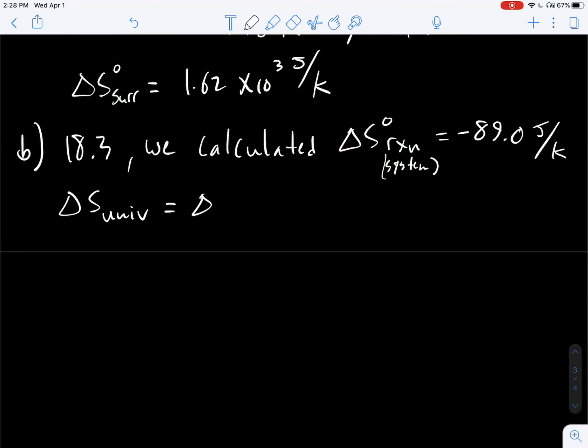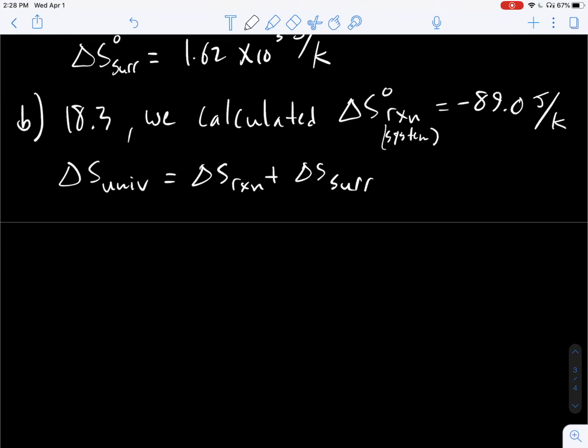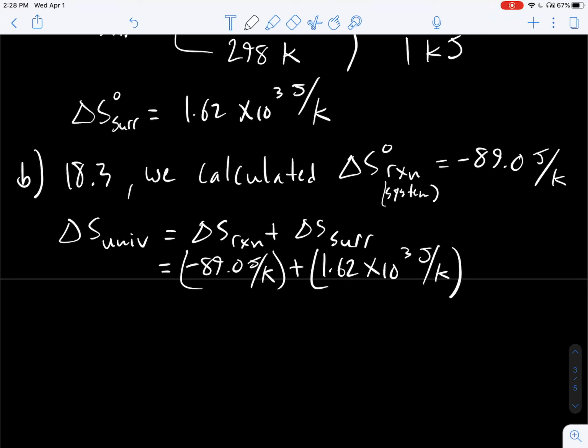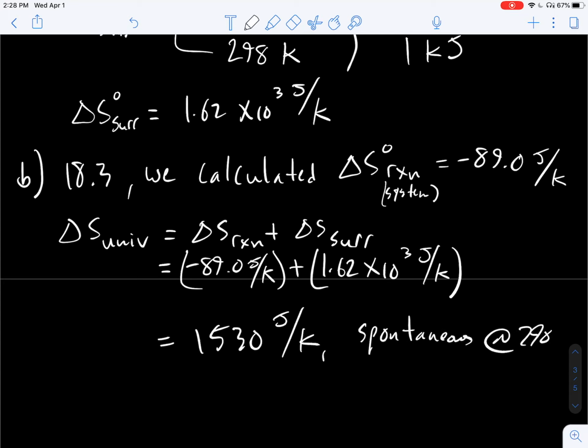So that equals the delta S of the reaction or system plus delta S of the surroundings. So we have all those numbers now. The delta S of the reaction was negative 89.0 joules per Kelvin. And the delta S of the surroundings was a large number. So yes, this turns out to be positive 1530 joules per Kelvin, spontaneous. At 298 Kelvin, that is.